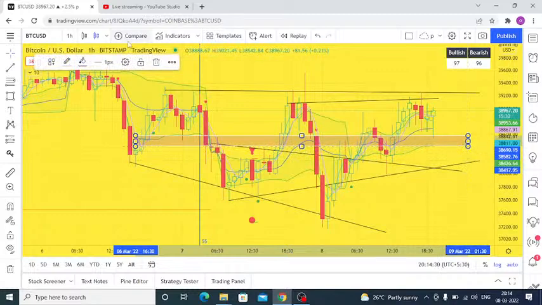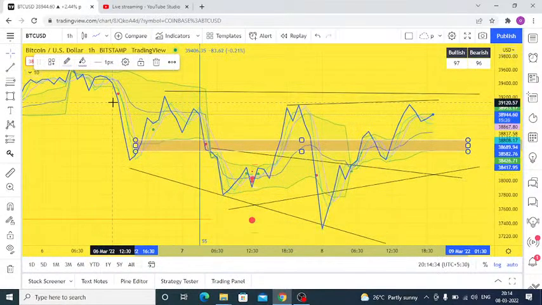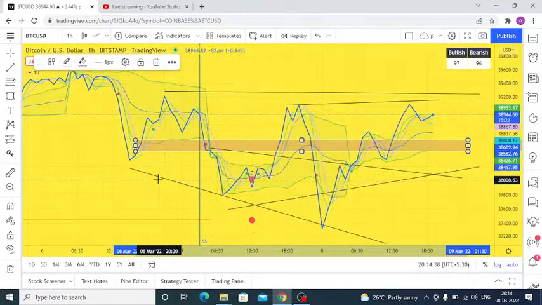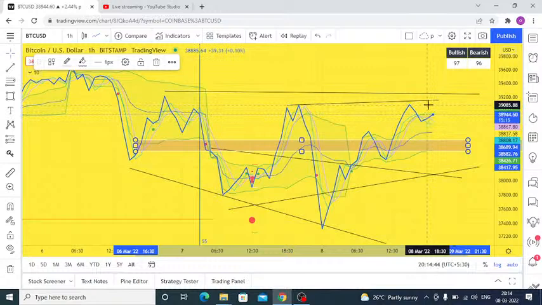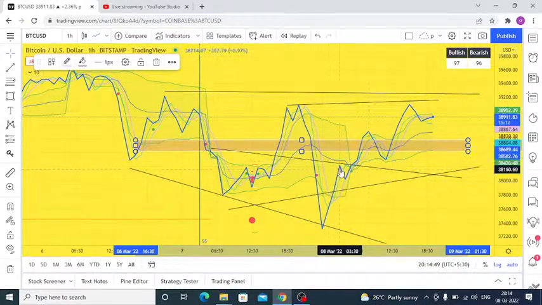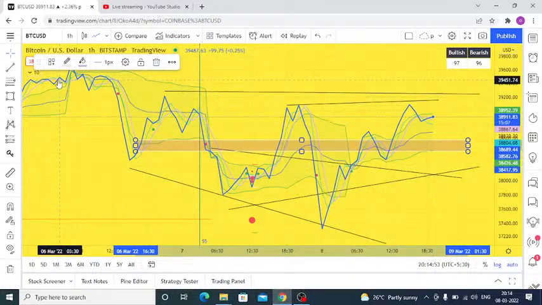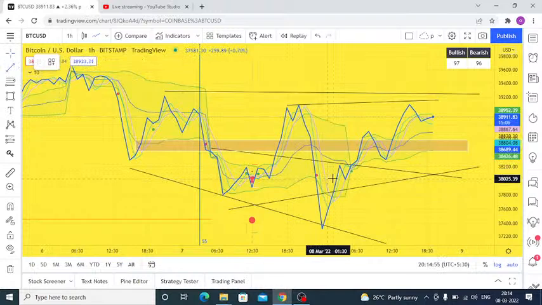Guys, if you go for a line chart, the line chart clearly tells us that markets are slanting downwards and coming upwards. Now, what will happen next? What will happen next? As we can see, this is a peak. This is a very small incomplete trough. This is the thing which is not accepted in markets.